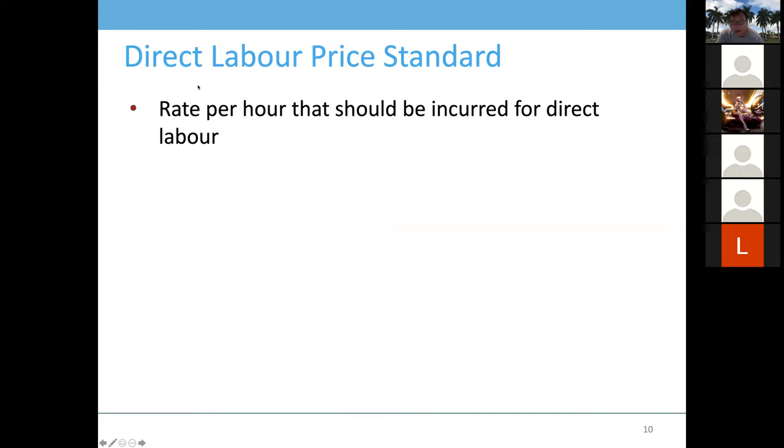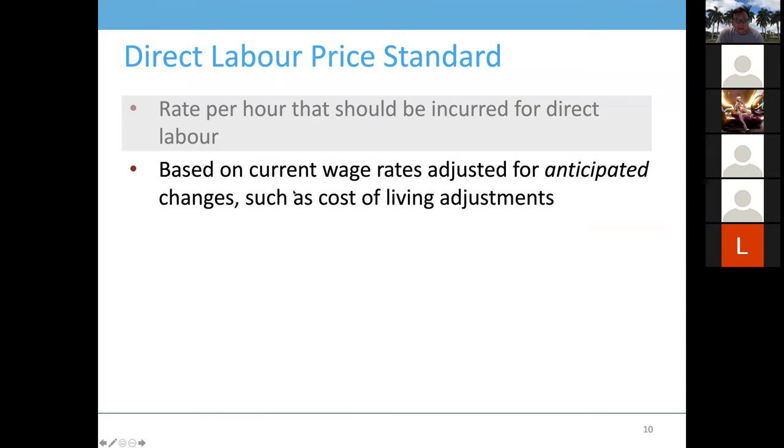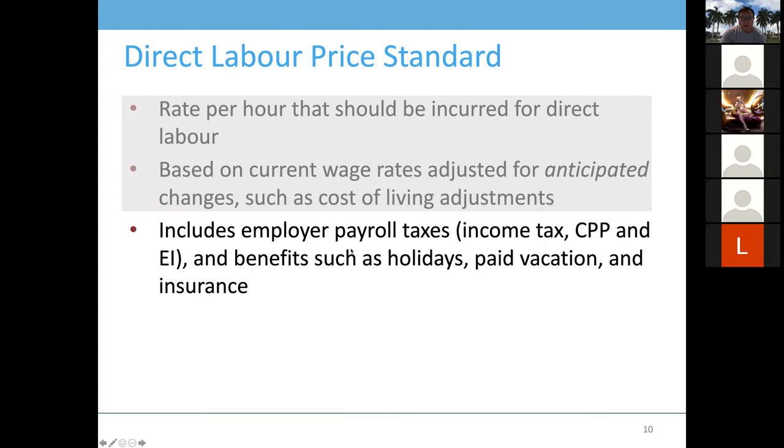Okay, direct labor price standard. We just talked about the direct materials. Now let's talk about direct labor. Similar ideas. What's the price? The price is the rate per hour. How much do you pay your laborers per hour? This number might be based on the wage, and also maybe cost of living adjustments. Employers also pay CPP, the Canada Pension Plan, and employment insurance. This is all payroll cost, all part of the labor cost.